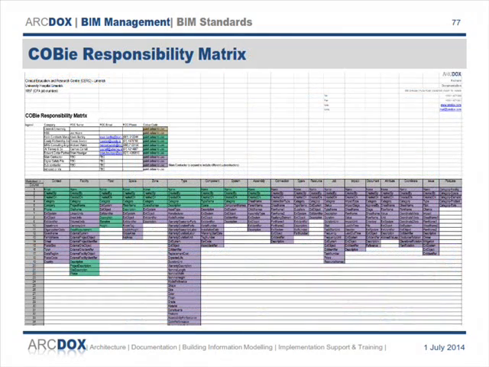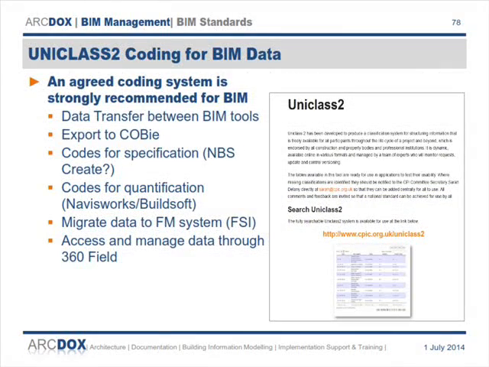So COBie provides you with a responsibility matrix. Again, I know it's quite small, but basically each of these cells is a piece of information about equipment. It's who delivers that, who puts it in there. Is it the designers or is it the contractor? That one is split down very simply into green for designers and purple for contractors. But you can break that out into much more detail as you go through the project.